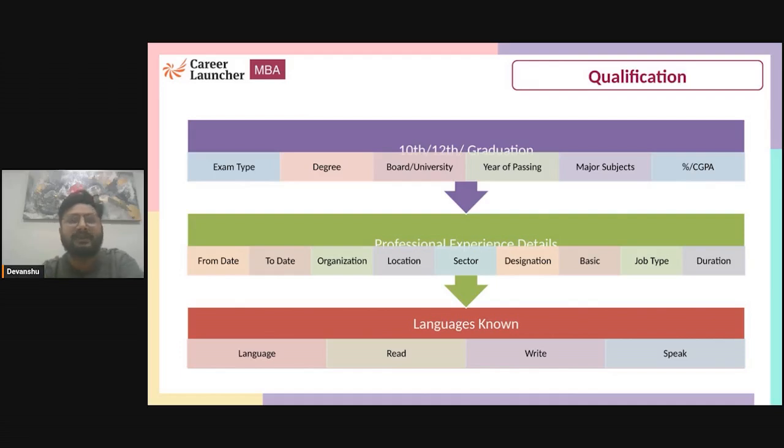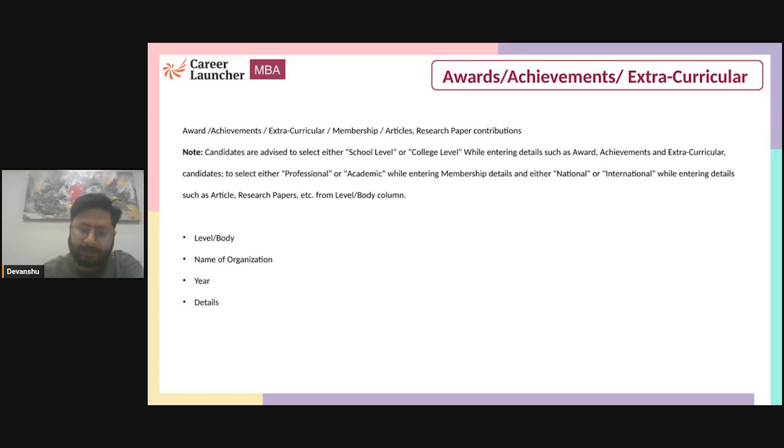Then the languages known. For example, if I want to write English, then I have to select whether I can read it, whether I can write it, whether I can speak. So all the three aspects you have to tick if you are okay with it. So for example, if I know English and Hindi, I tick on all the three different things: read, write, and speak.